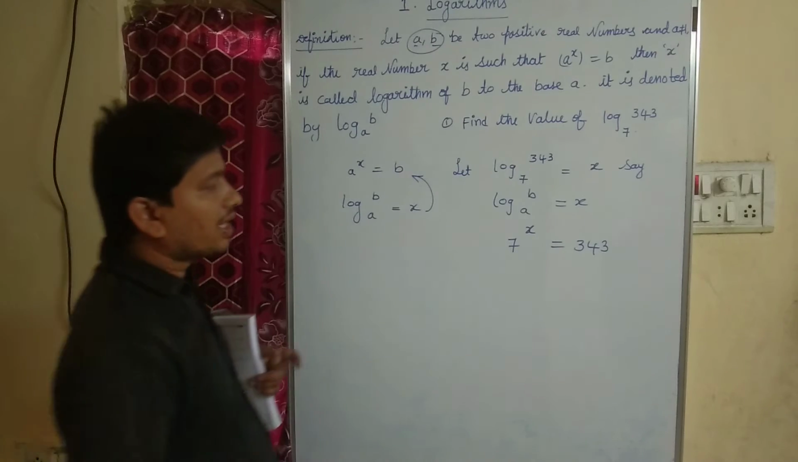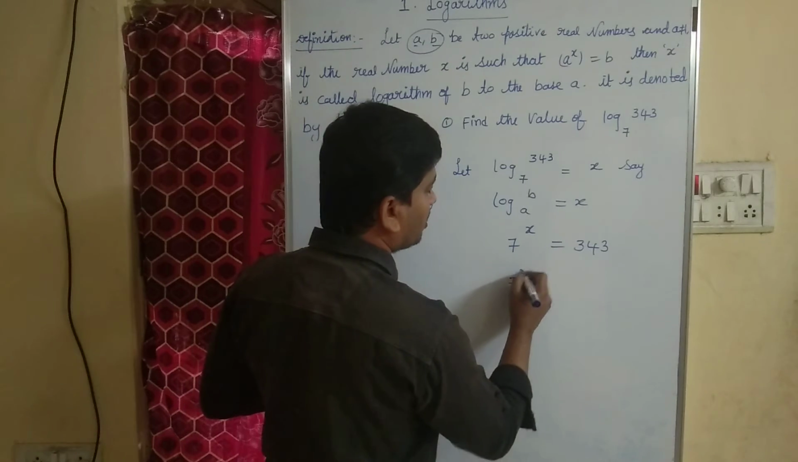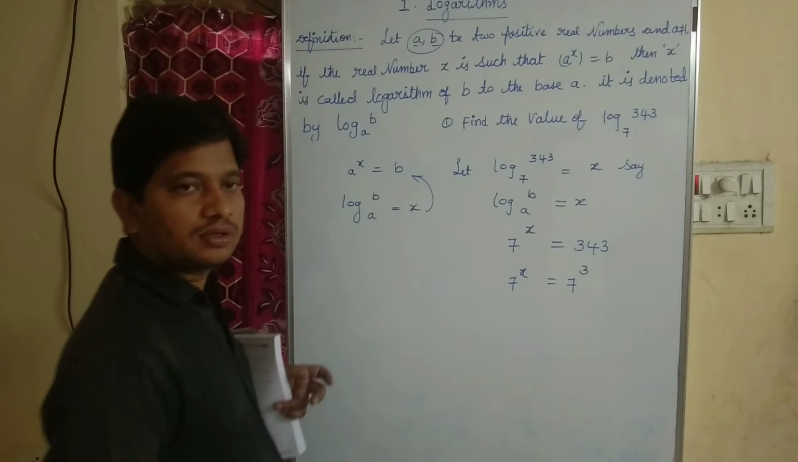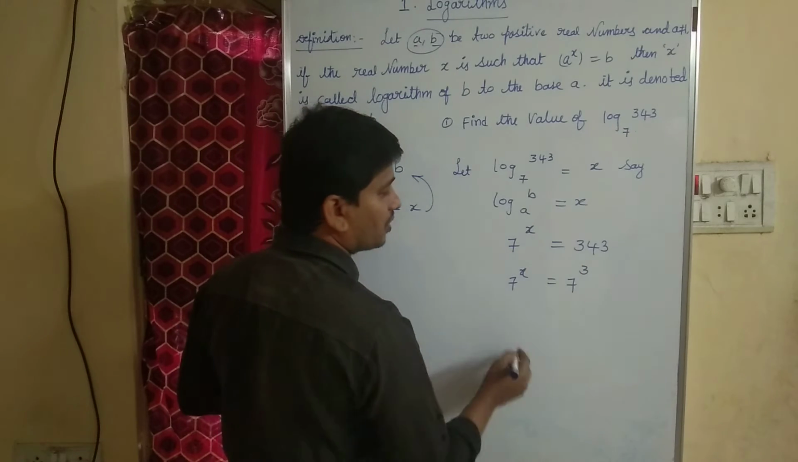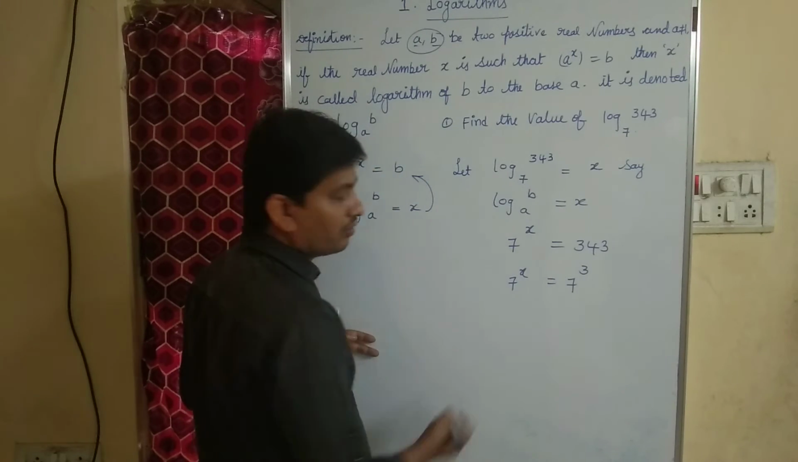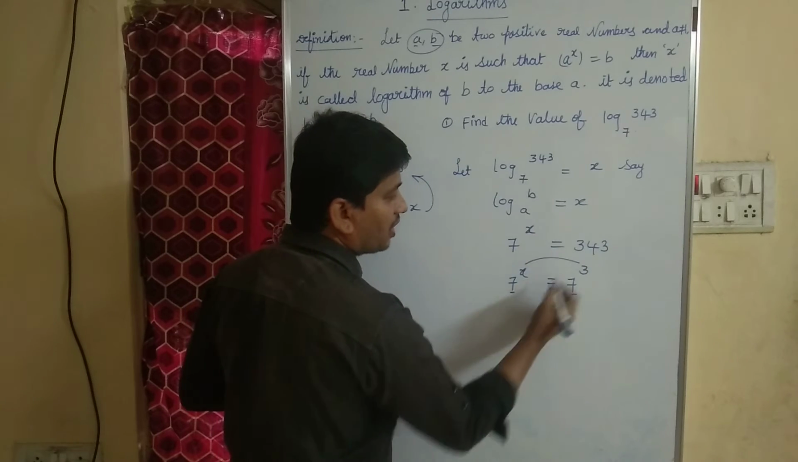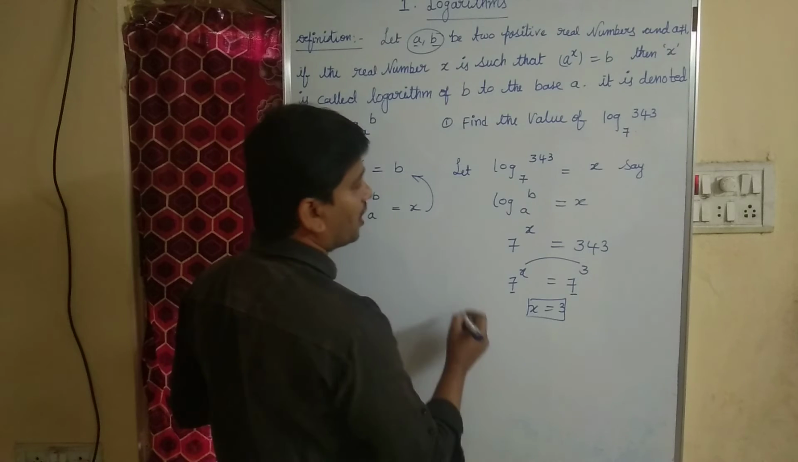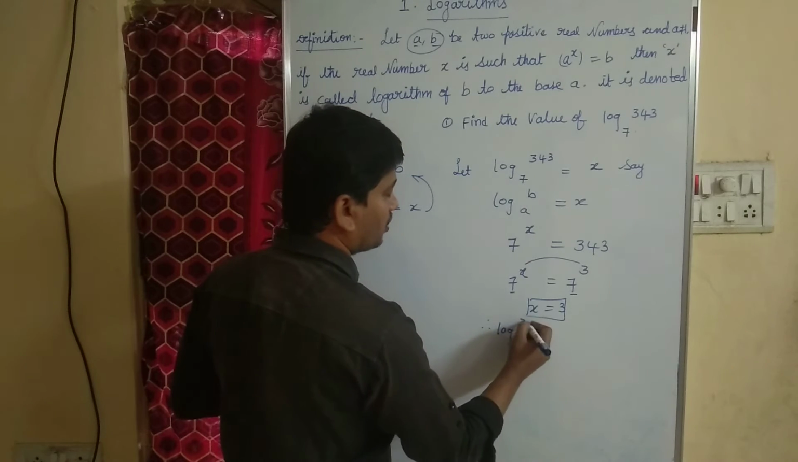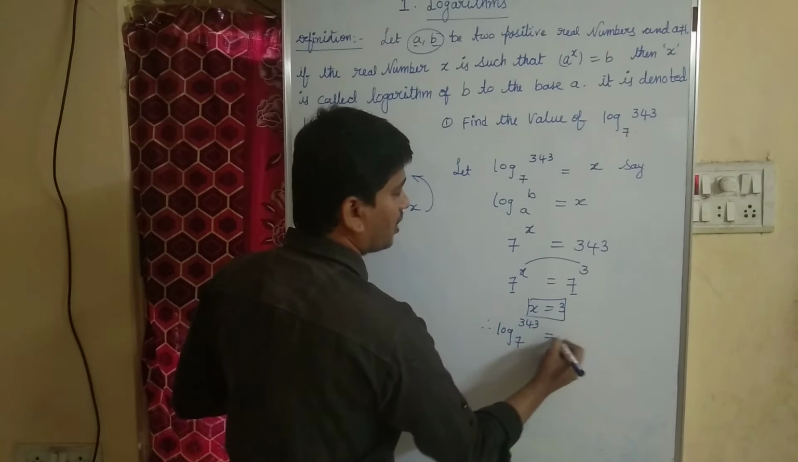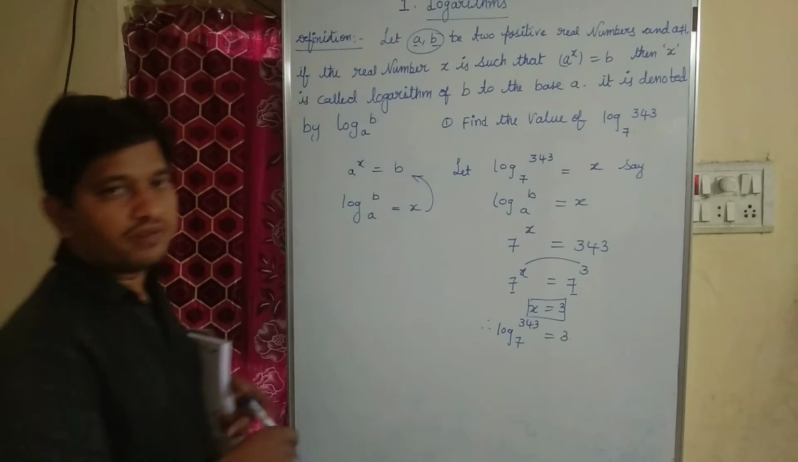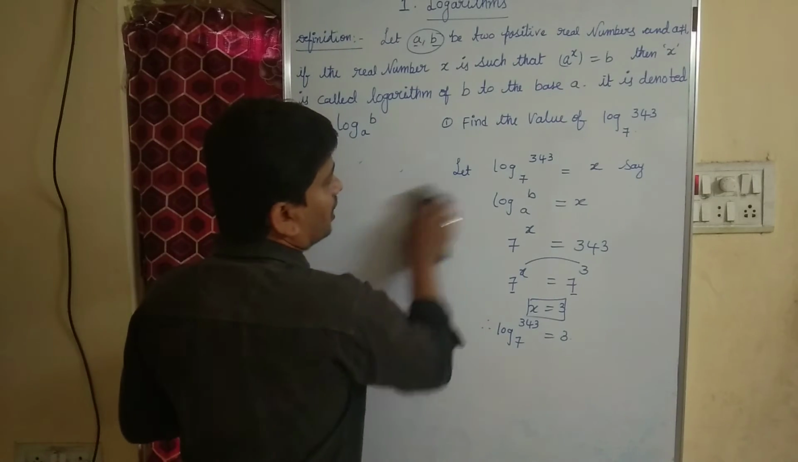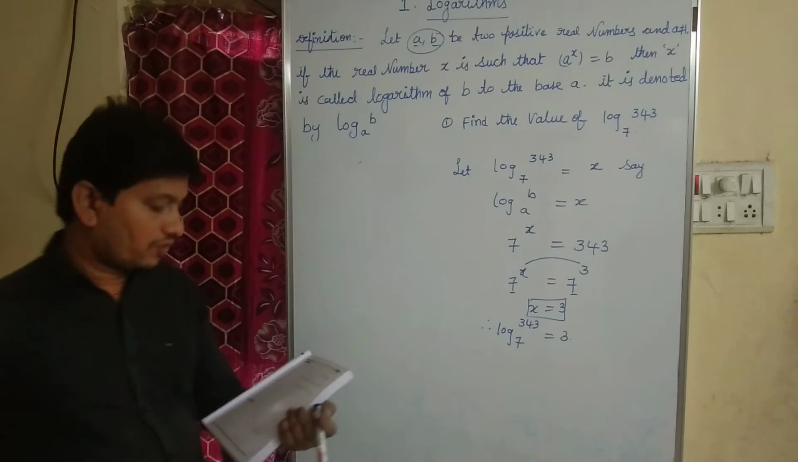Right? So how can I express 343? 343 is the cube of 7. Right? I can write it as 7 cube. As bases are equal, powers should be equated. So what is the value of x? The x value is 3. Therefore, the value of log 343 to the base 7 is equal to 3. Right? So in this way, we can find the values of logarithms.